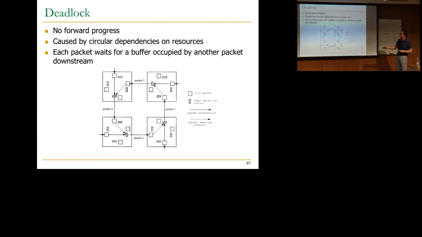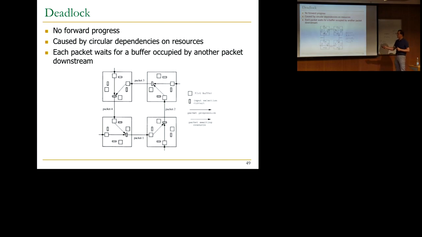This packet is waiting for this resource over here. It cannot go because this resource is occupied by another packet. And this packet is waiting for this resource here. It cannot go because now we have completed the circle. This packet is waiting for this resource. It cannot go. So we have the cycle over here.